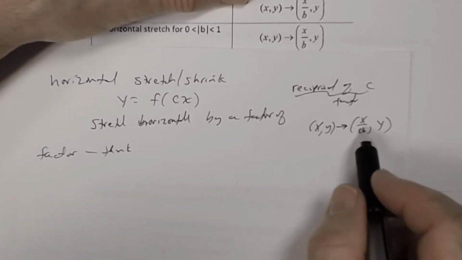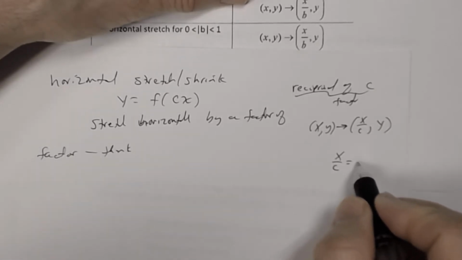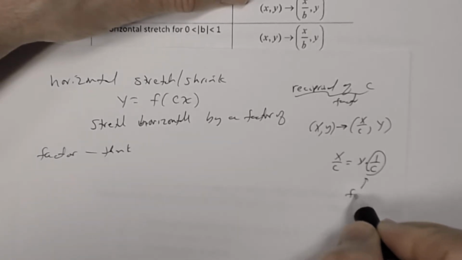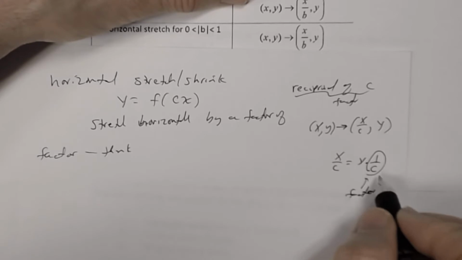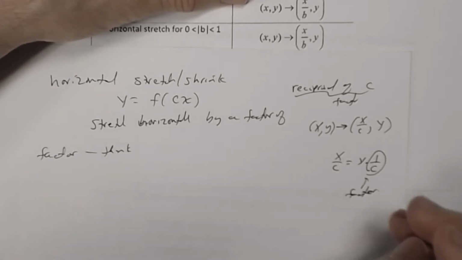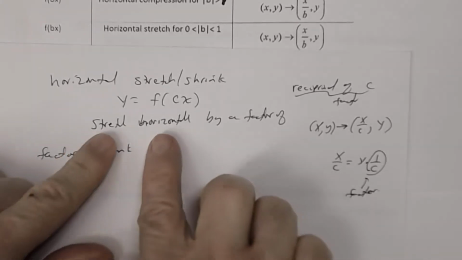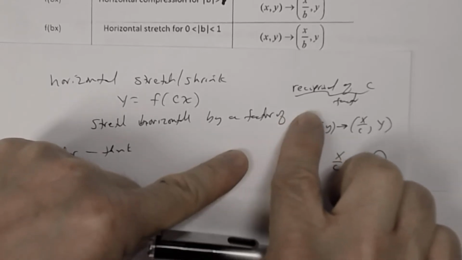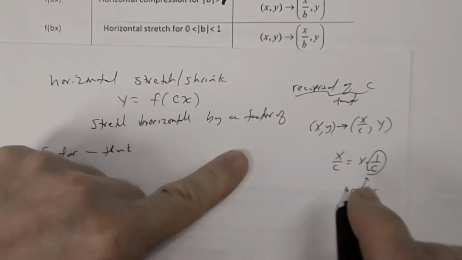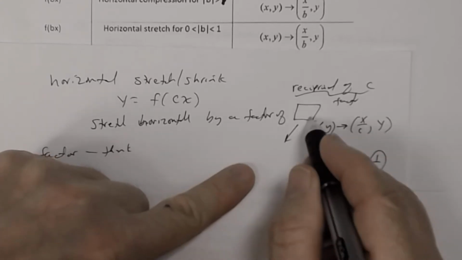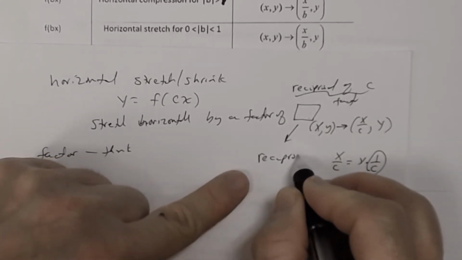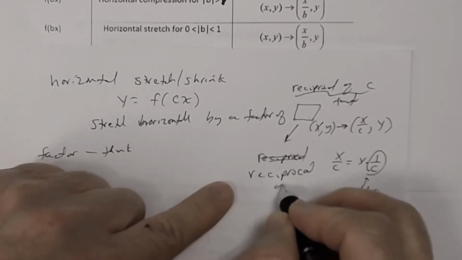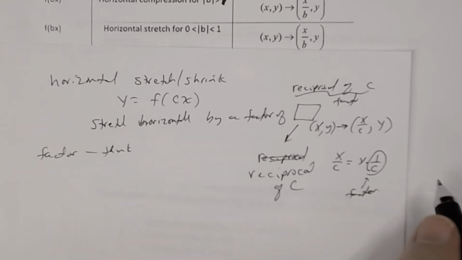So what I want you to understand is that this became x divided by c comma y. And if I look at x divided by c, that can be written as x times 1 over c. And so this is your factor. That's what you're multiplying x by, is 1 over c. Okay, so what I need you to understand is this now. Whenever you say you stretch horizontally by a factor of, that number is not c, that number is the reciprocal of c. Okay? All right, so that's going to be important.